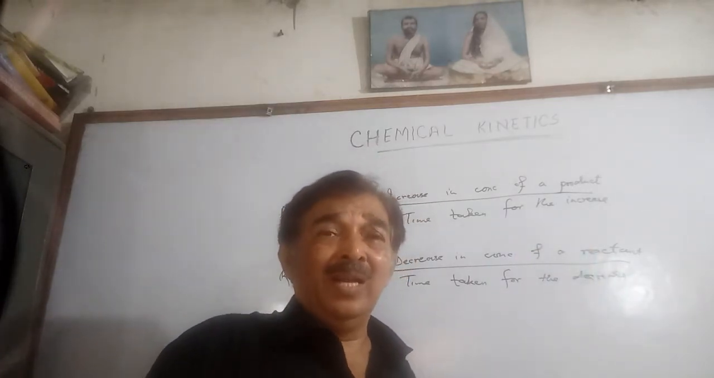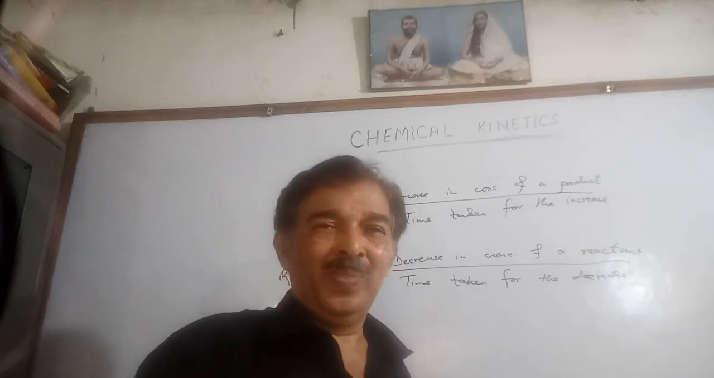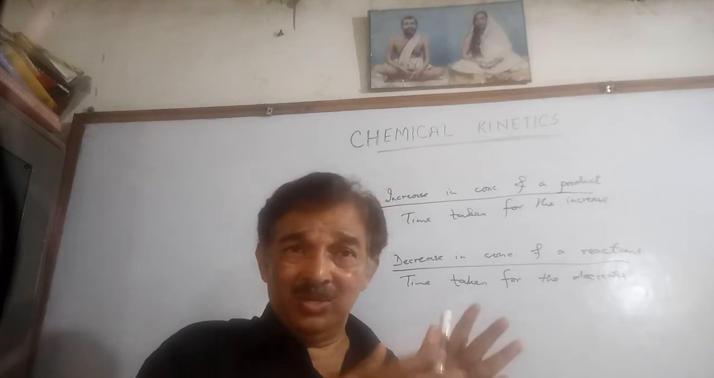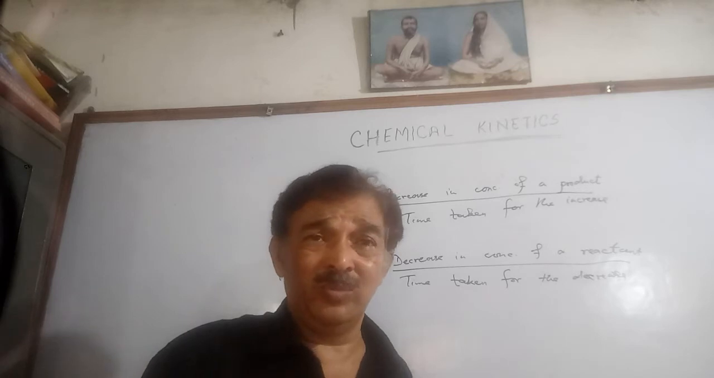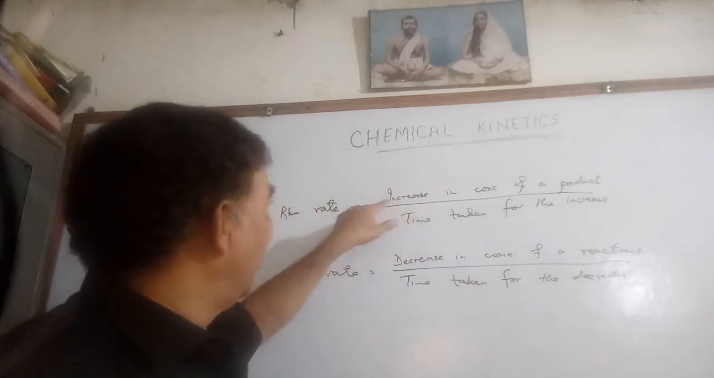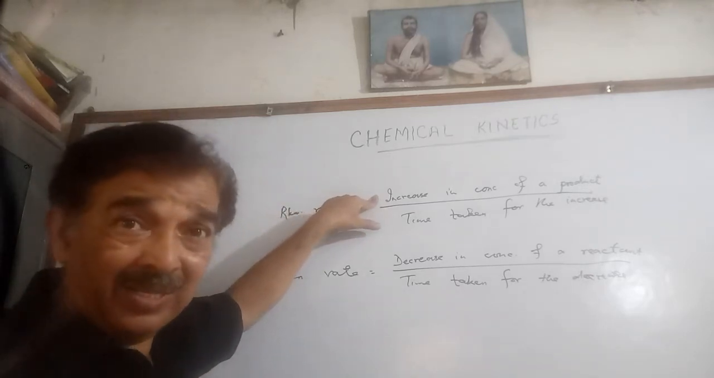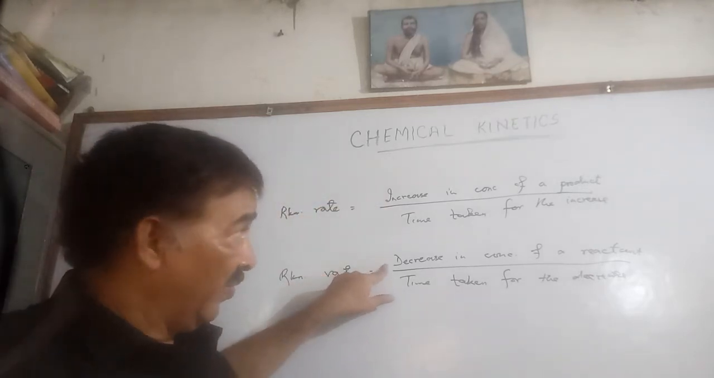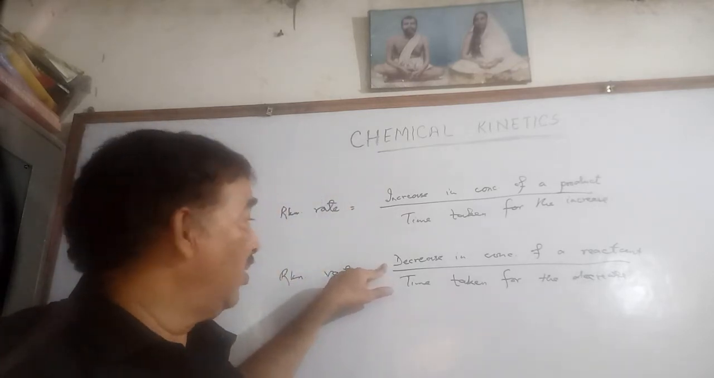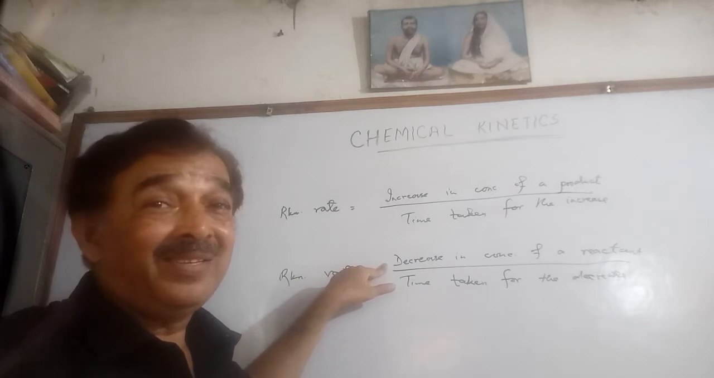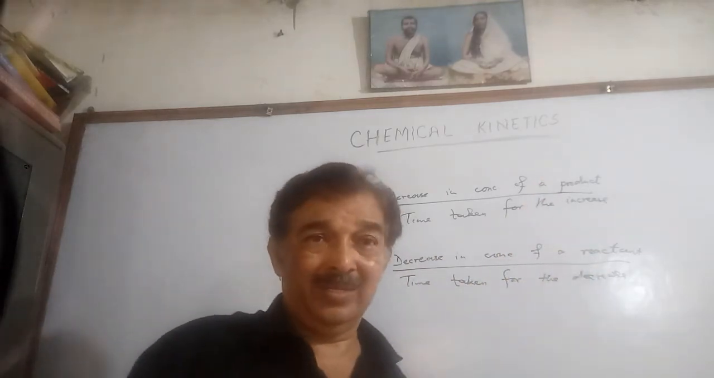During a chemical reaction, a reactant is being consumed and a product is being formed. It means that during the reaction, the concentration of a reactant decreases and the concentration of a product increases. Therefore, in terms of a product, there is an increase in concentration, and in terms of a reactant, since it is being consumed, there is a decrease in concentration.